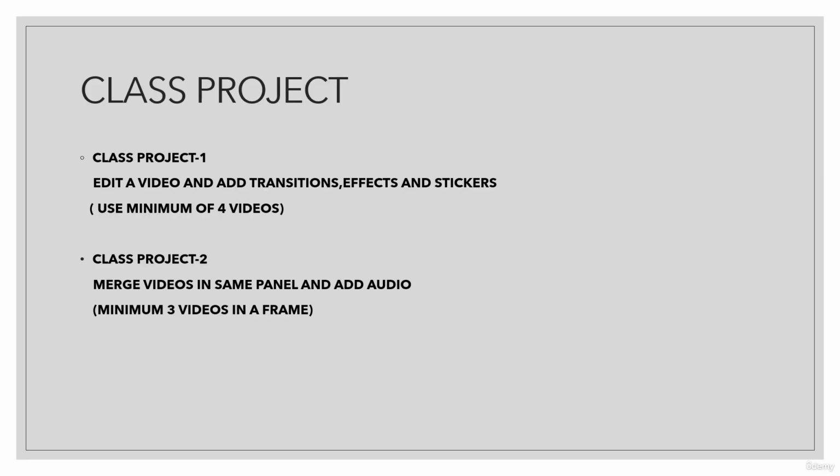And for class project number 2, I want you guys to merge different videos and use transitions or add an audio, okay, in that. Like merge different videos in the same panel, like you need to put all those videos in the same panel. So in the tutorial I have shown you guys how you can do that, how you can add your audio. And in this case, minimum 3 videos you need to put inside a frame.